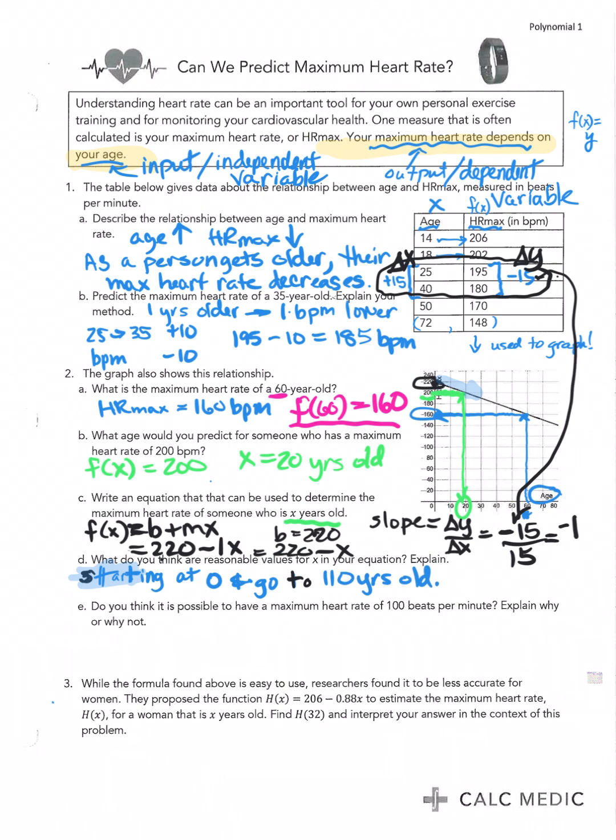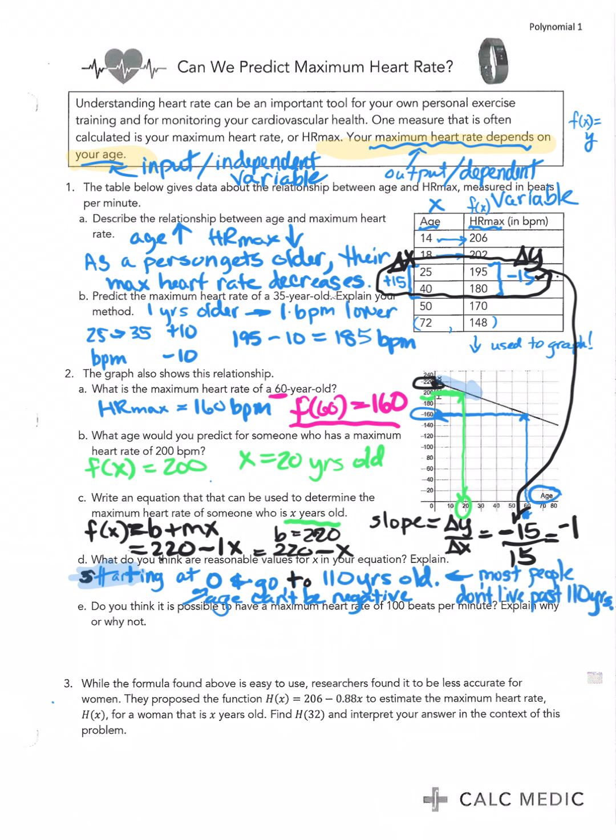Now it says explain. Why? Starting at 0, because age can't be negative, and 110 years old, because most people don't live past 110 years old.